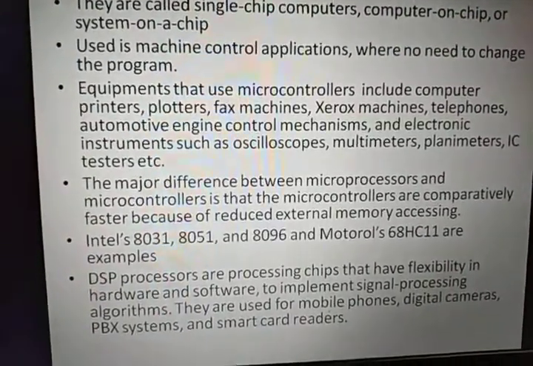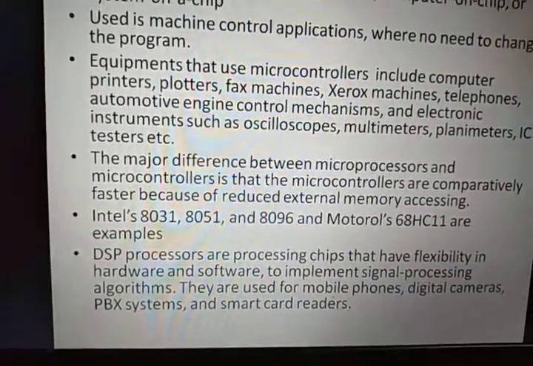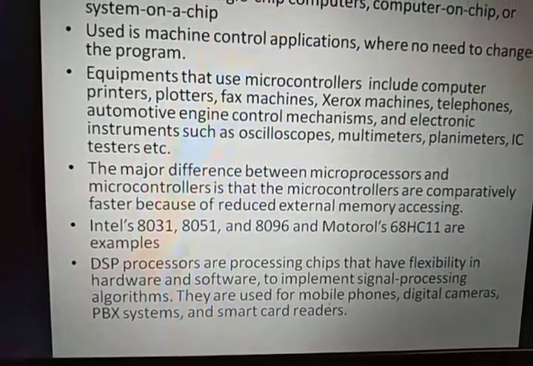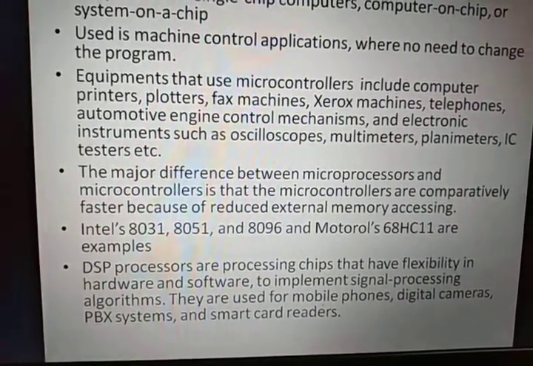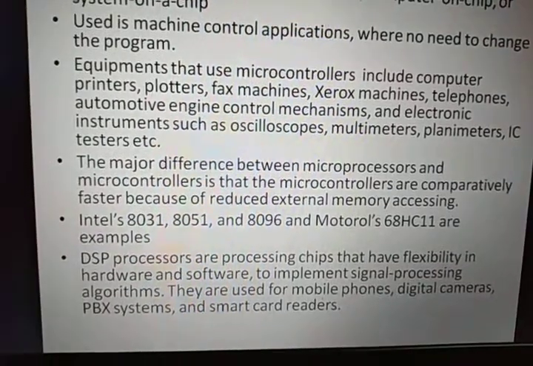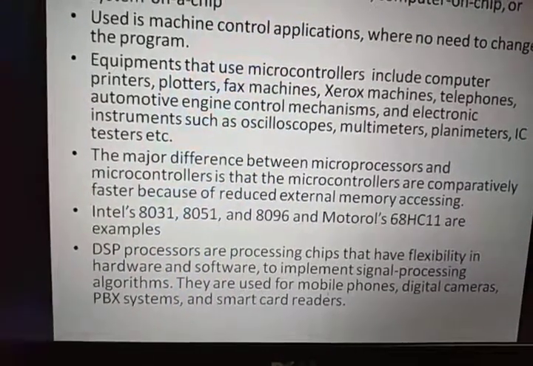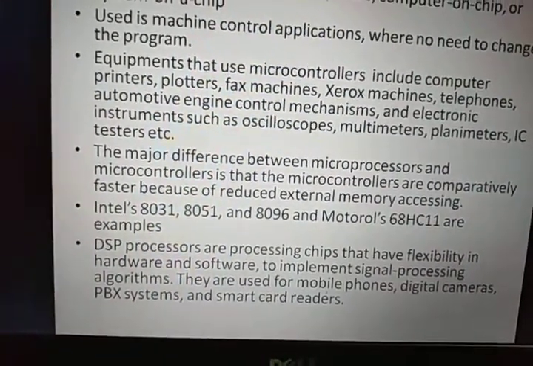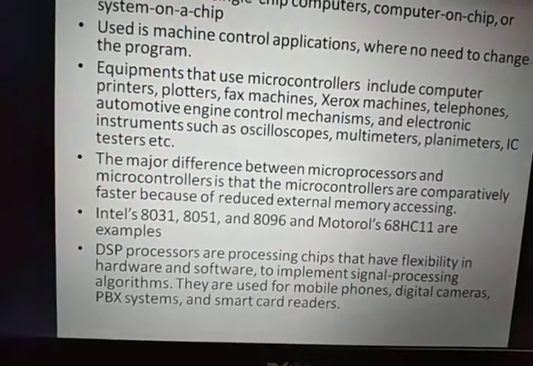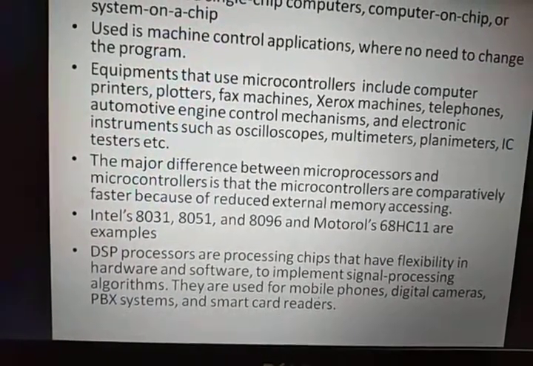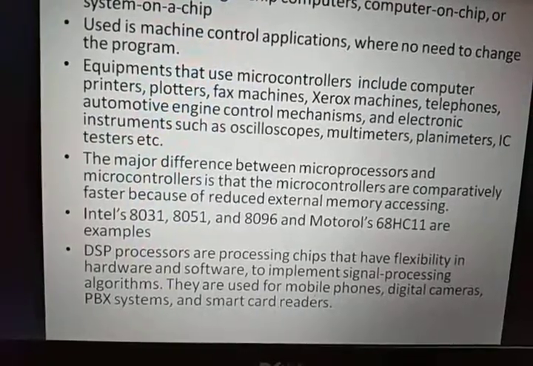The major difference between microprocessors and microcontrollers is that microcontrollers are comparatively faster because of reduced external memory accessing. And examples for microcontrollers are 8031, 8051, 8096, and Motorola 68 series.